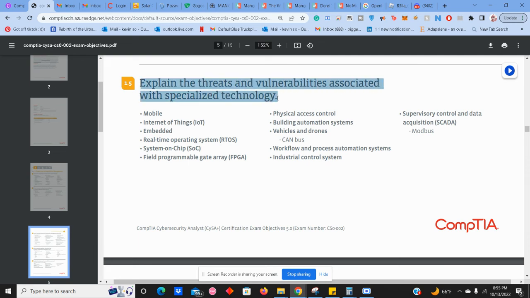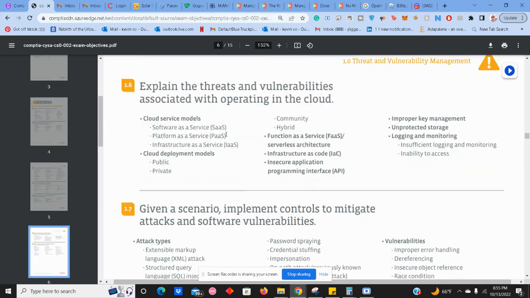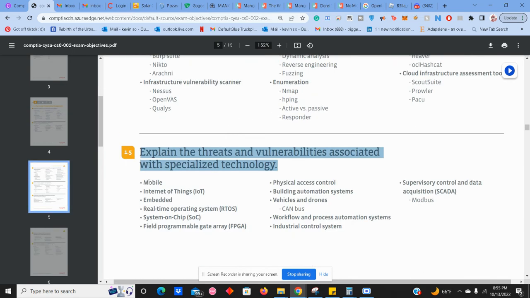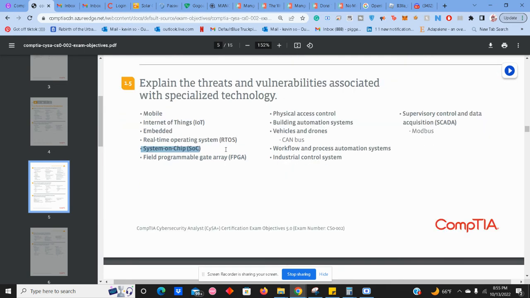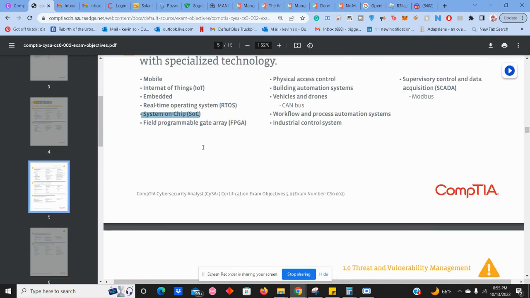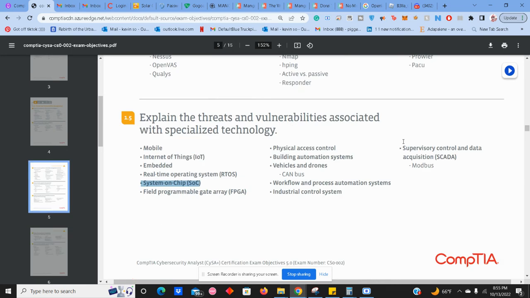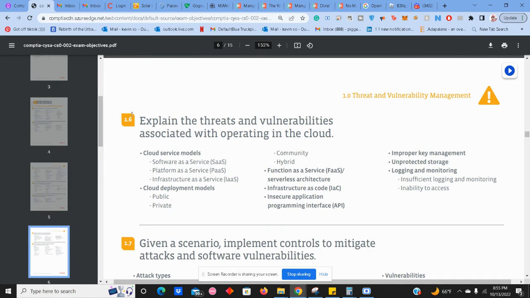Explain the threats and vulnerabilities associated with specialized technology. We have this one, you can create yourself. This one, you have to keep in mind when making a chip: the space and power. The protocol that runs with SCADA is Modbus. Everything else, I don't need to really explain.